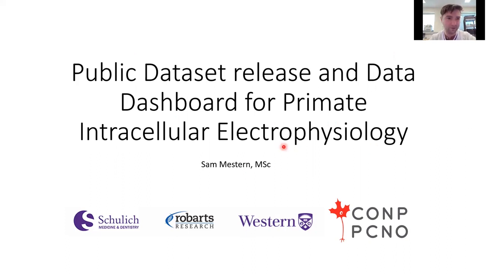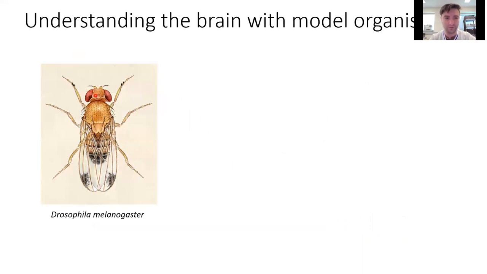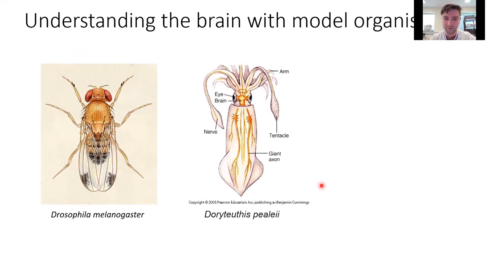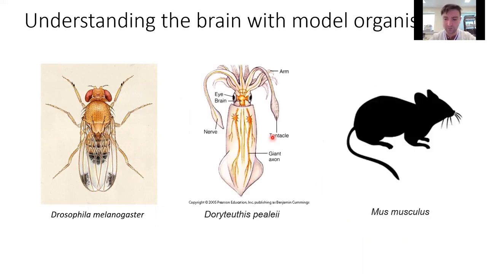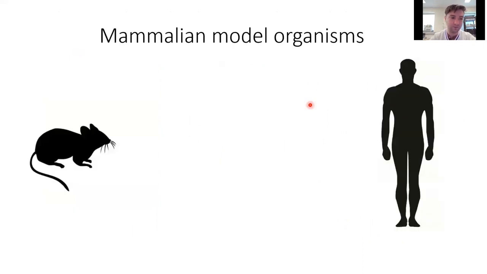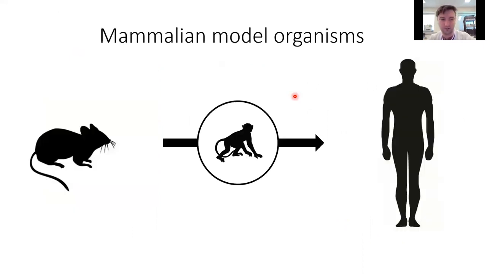Neuroscientists have long sought to understand the brain using model organisms. This includes the fruit fly, the squid, and the mouse. All of these have their advantages and disadvantages. However, recently there's been increasing interest in conducting molecular and cellular level characterizations of non-human primate models, such as the macaque, as well as the marmoset, not pictured here.